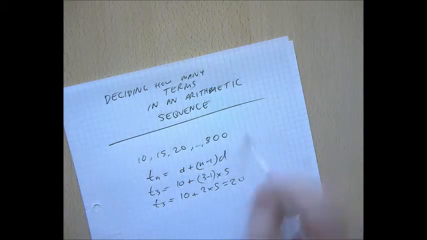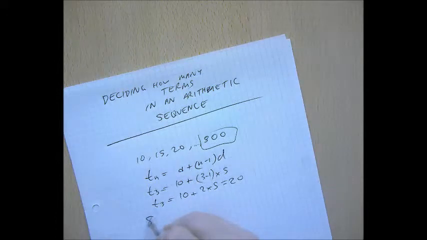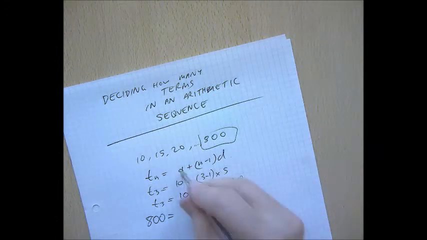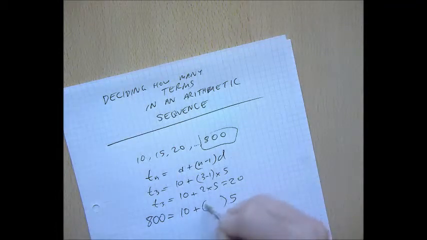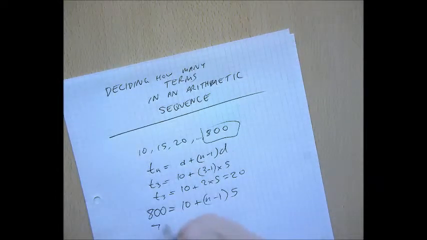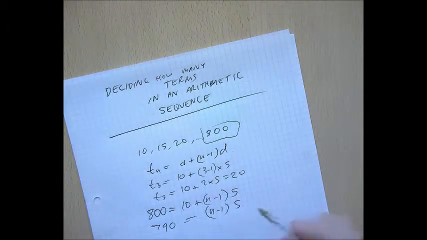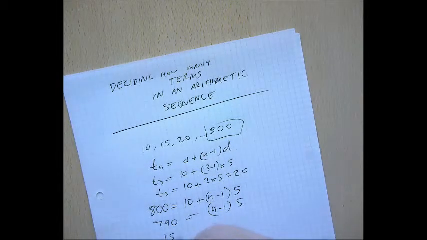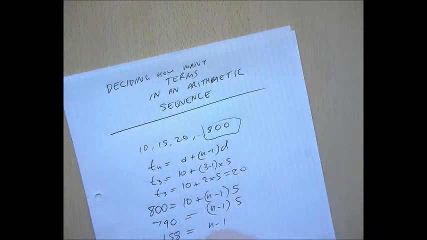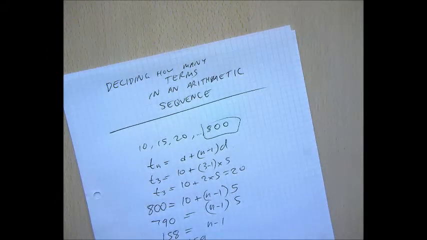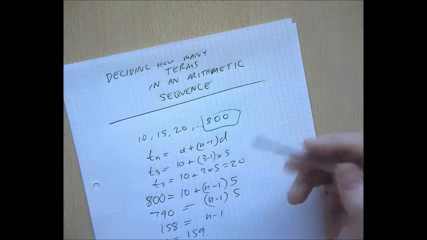So the best one to use if you want to find out how many terms there are is to use this one. So that term is an 800, the first term is 10, we have a common difference of 5 still, and now you just solve this equation. 790 divided by 5 is, I think, 158, yep. So n equals 159. So that is how you directly decide how many terms there are in a sequence.